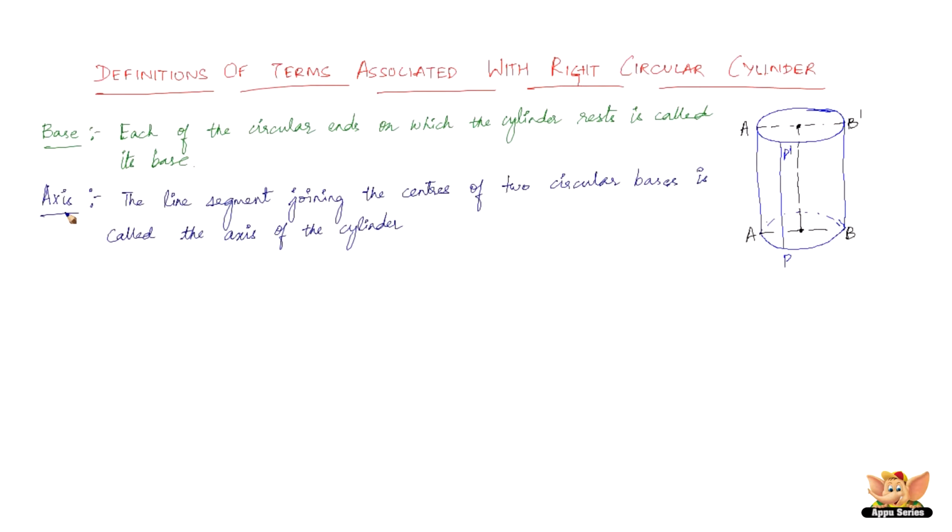The next term is called the axis. Now what is the axis? The line segment joining the centers of the two circular bases is called the axis of the cylinder. This line here, which joins the centers of the two circular bases of the cylinder, is called the axis. And the most important thing is that the axis is always perpendicular to the bases of a right circular cylinder.